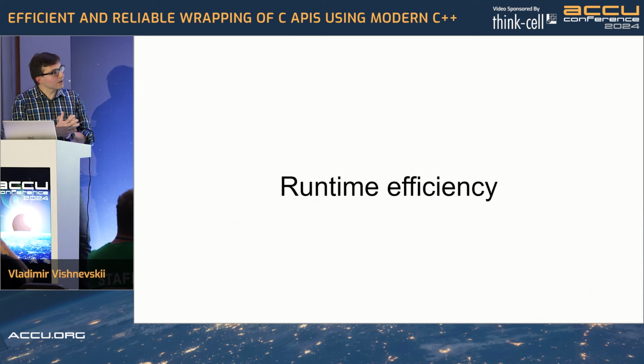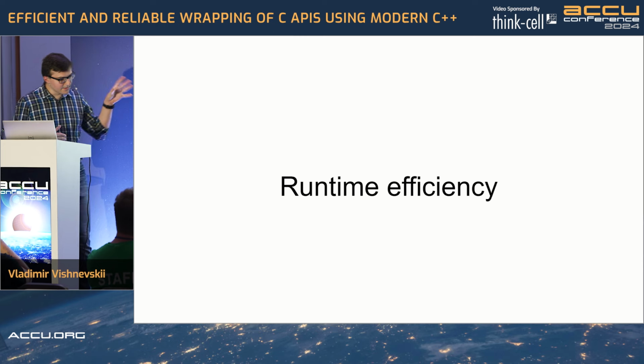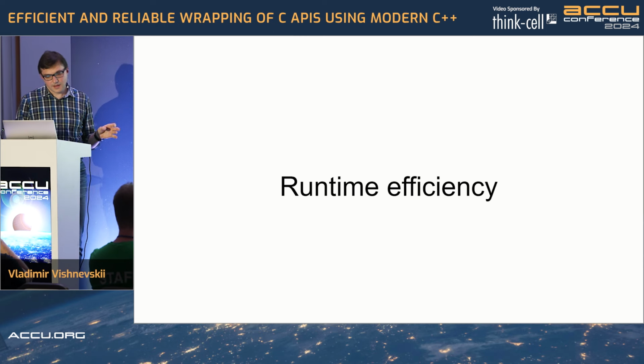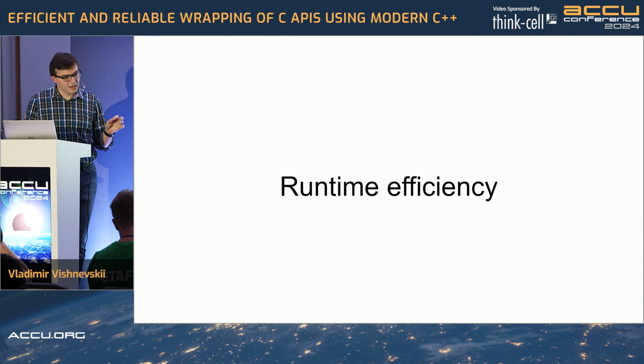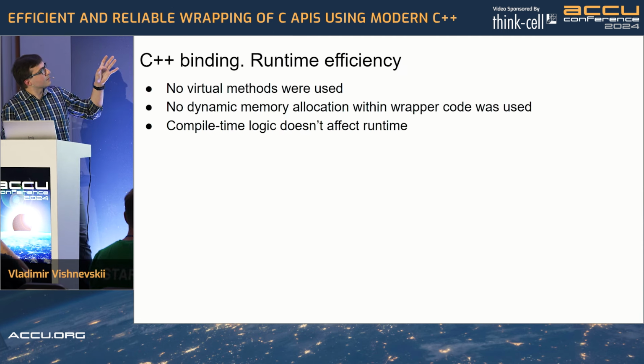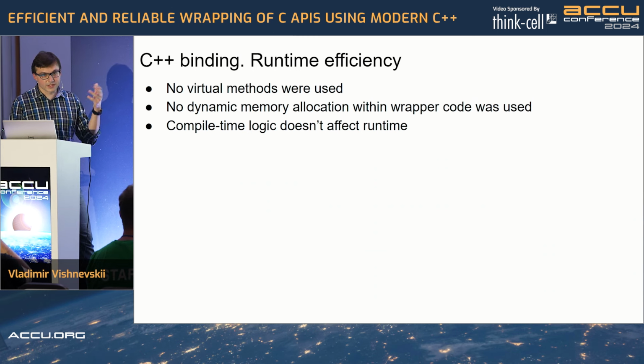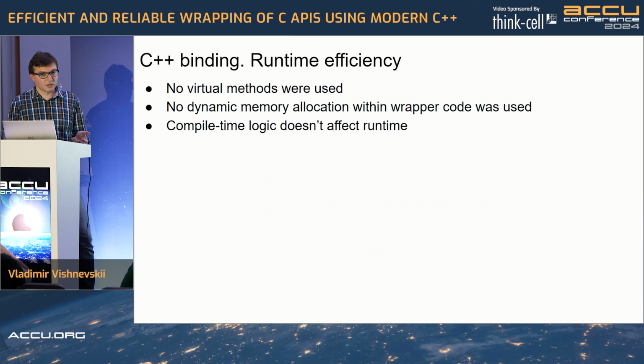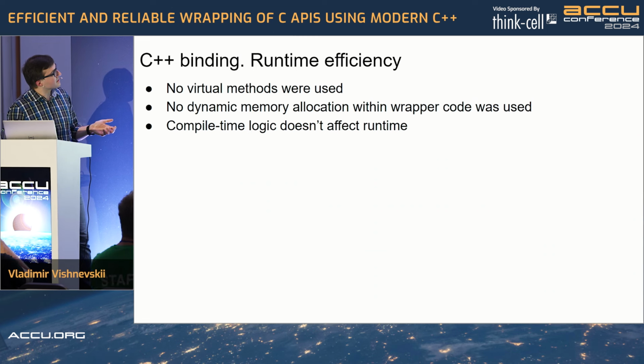So, one remark about runtime efficiency. In those techniques that we were reviewing, we did not use any polymorphism. We also were not doing any dynamic memory allocation within wrapper code. In C APIs they're happening, but we are not adding extra allocation. We also have some compile time logic, so it doesn't affect the runtime. In some cases, it even minimizes the runtime.